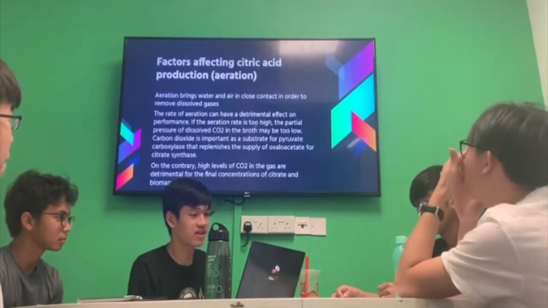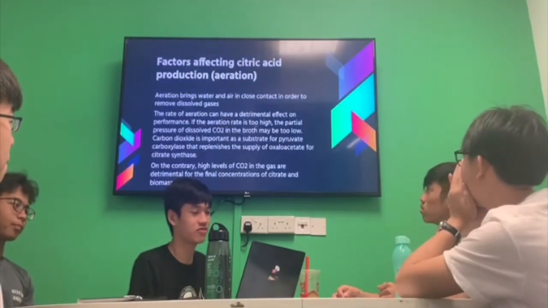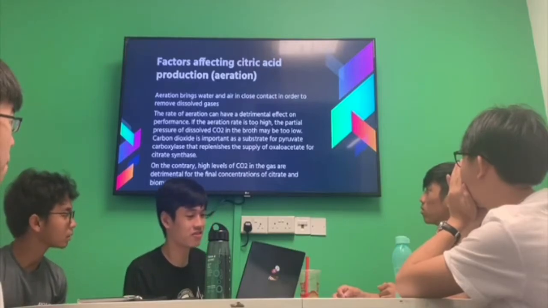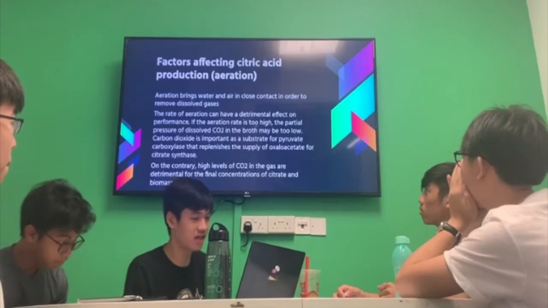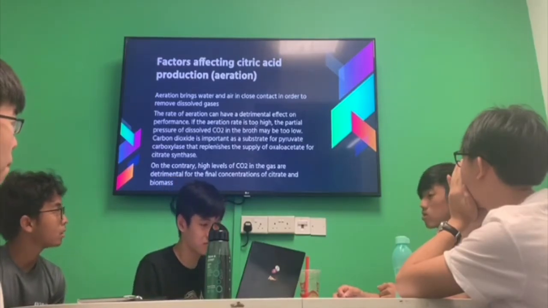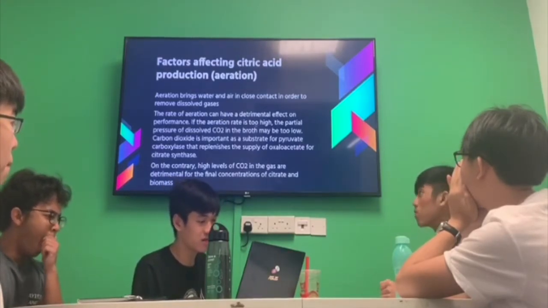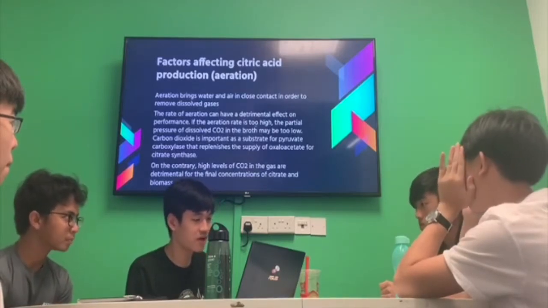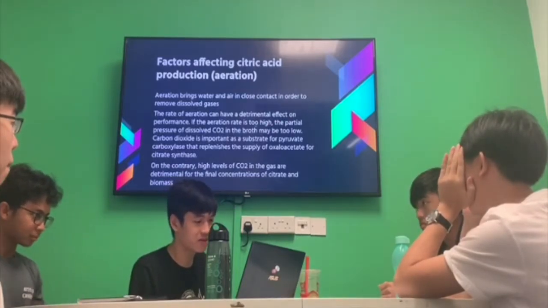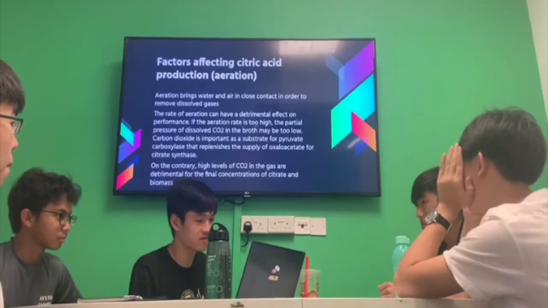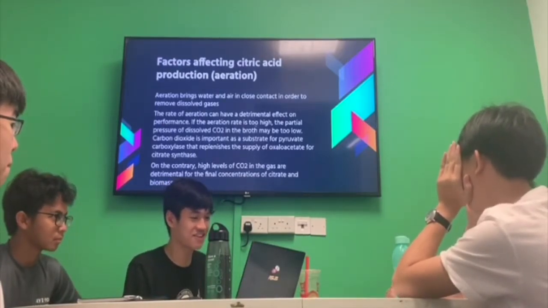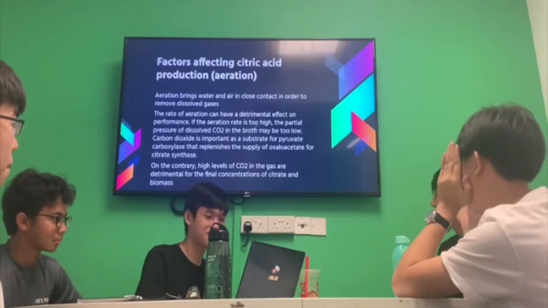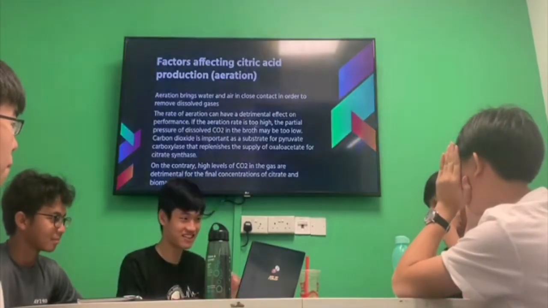Aeration brings water and air in close contact in order to remove dissolved gases. The rate of aeration can have a detrimental effect on performance. If the aeration rate is too high, the partial pressure of dissolved CO2 in the broth may be too low. Carbon dioxide is important as a substrate for pyruvate carboxylase that replenishes the supply of oxaloacetate for citrate synthase. On the contrary, high levels of CO2 in the gas are detrimental for the final concentration of citric acid and biomass.